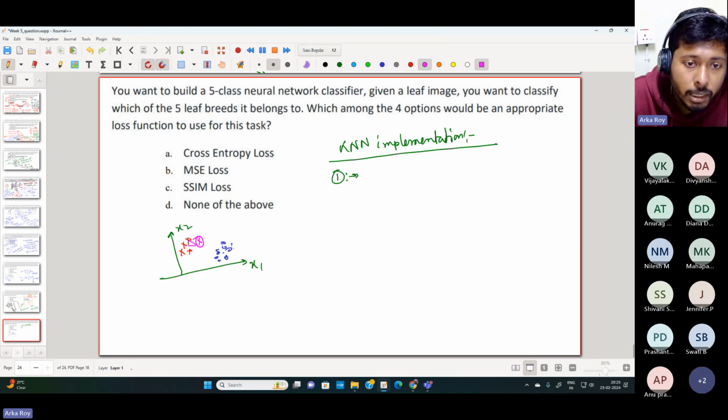Then you calculate the distance from all these points. Then you consider a neighborhood, let's say neighbor equal to 3. Then you search for this neighborhood, and you will see for which of the classes the count is coming maximum. Then you can consider that X belongs to this red class. So over here, you can see that for the red class, the distance values are minimum. That means X will be classified as belonging to the red class.